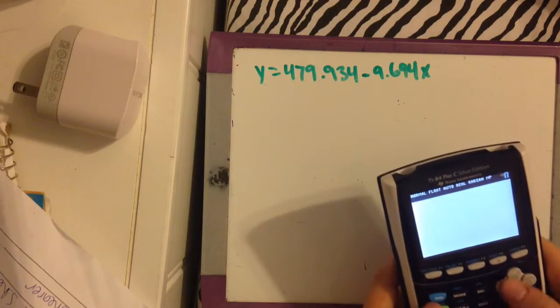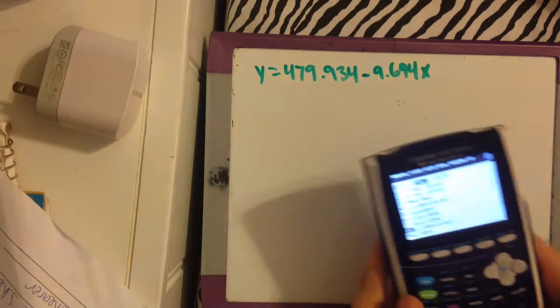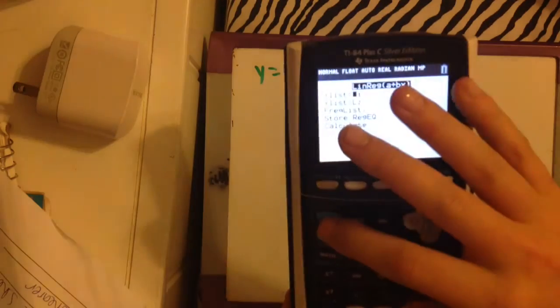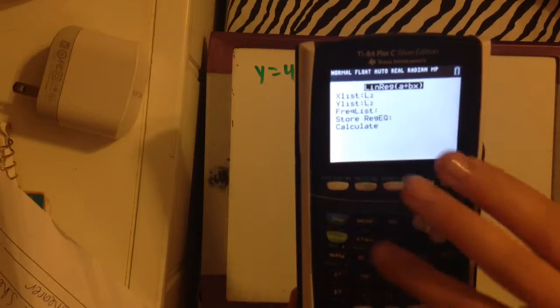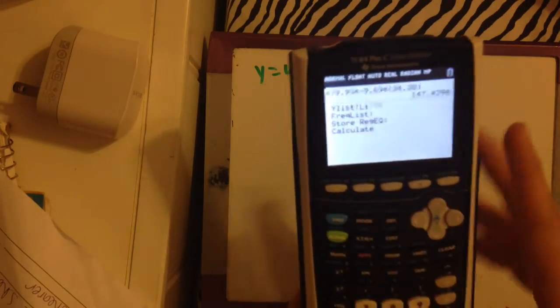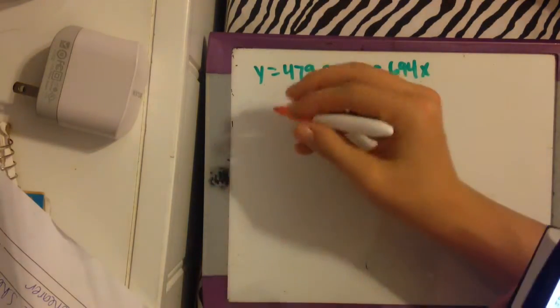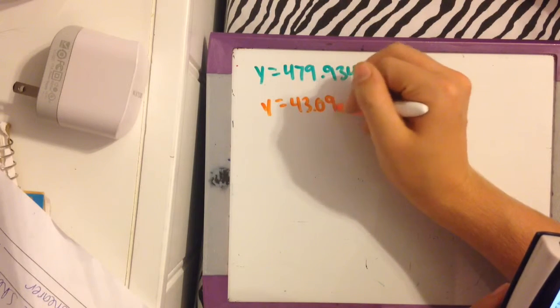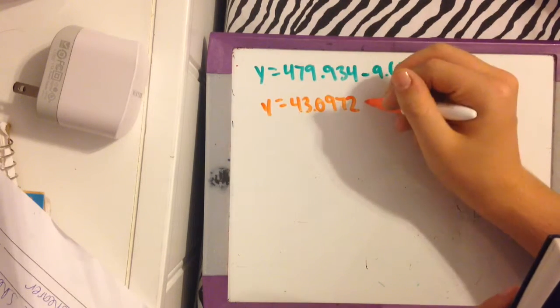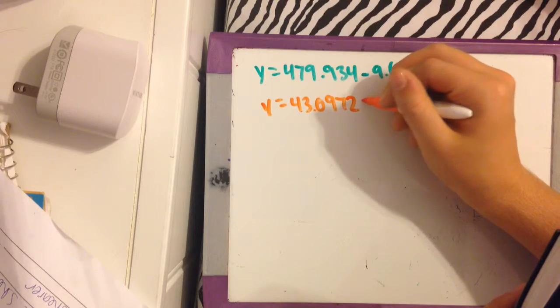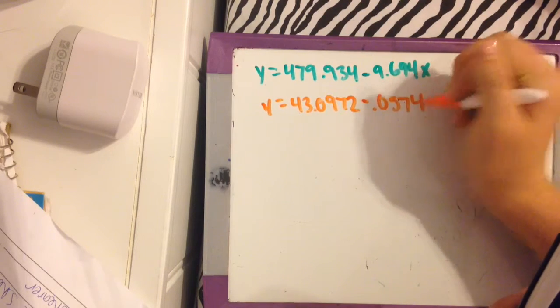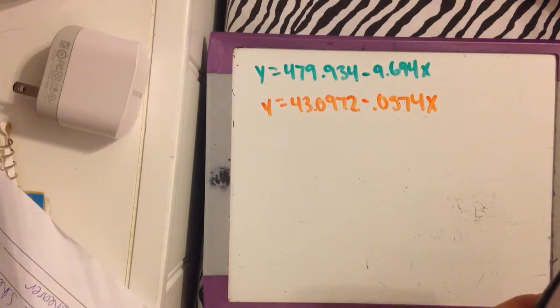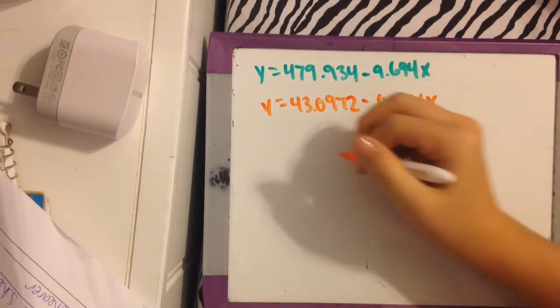So to do this, we're going to go to Stat, Calc, and go back to our LinReg. But this time, instead of having L1 as our X list, we're going to make it L2 by pressing second L2. For Y, we're going to do second L1. We're going to calculate, and we're going to get our new equation, which is going to be Y equals A is 43.0972 plus BX, minus 0.0574. It's a negative X.